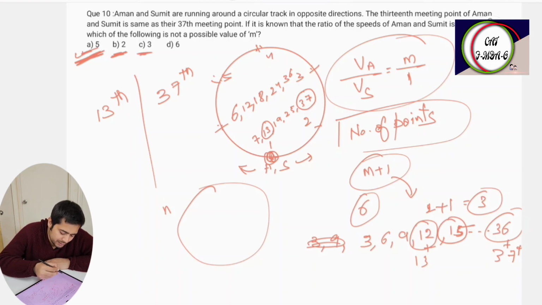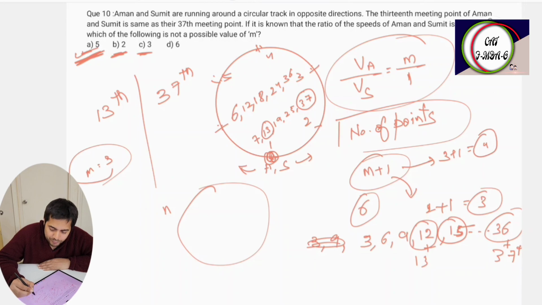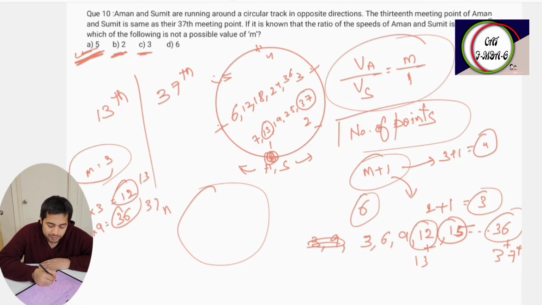Let us say m is equal to 3. So the number of meeting points will be m plus 1. So 3 plus 1 is equal to 4. 4 into 3 is equal to 12, and 4 into 9 is equal to 36. So the 12th and 36th points are the same, so the 13th and 37th points are the same. So this is also not the right answer.